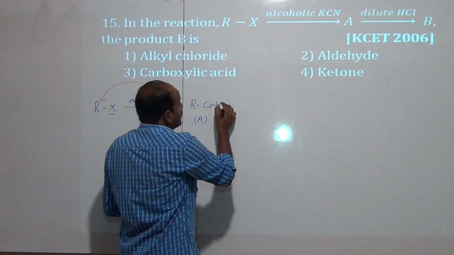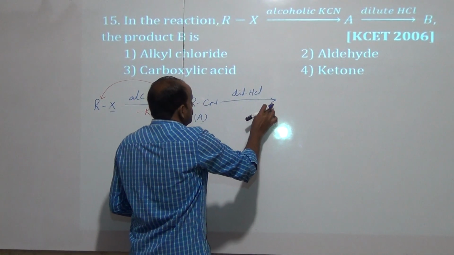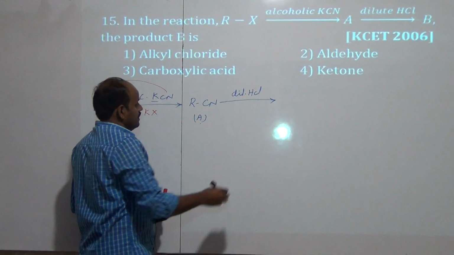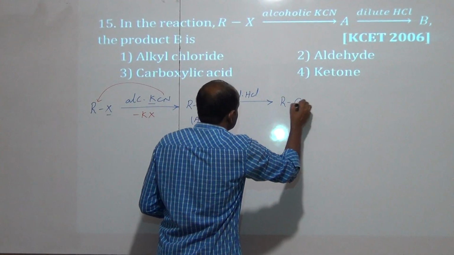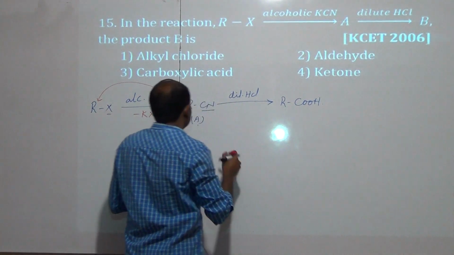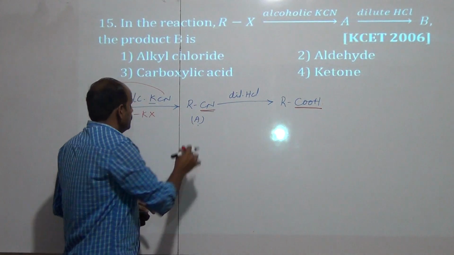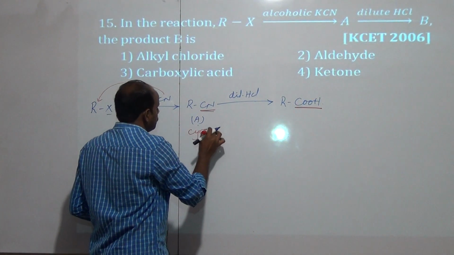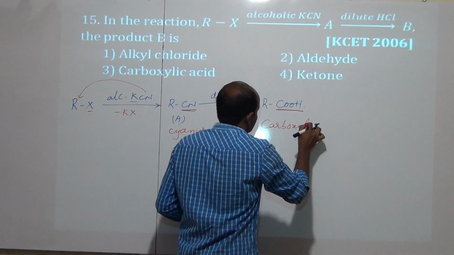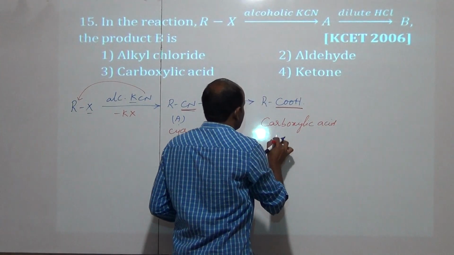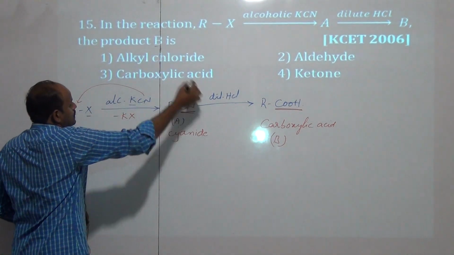Then again it undergoes reaction with dilute HCl. So in the presence of dilute HCl, the CN group can be converted into the acid group, that is RCOOH. So here the CN group is converted into the carboxylic acid group RCOOH. It is a cyanide, but this one is carboxylic acid. They given it is B. Then what is the product B?